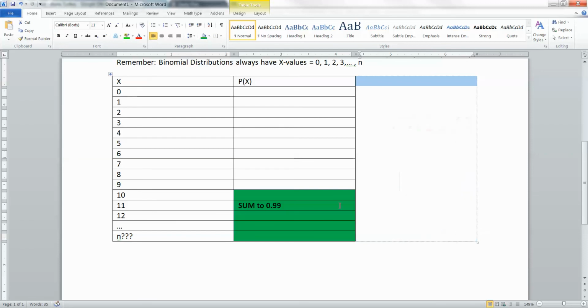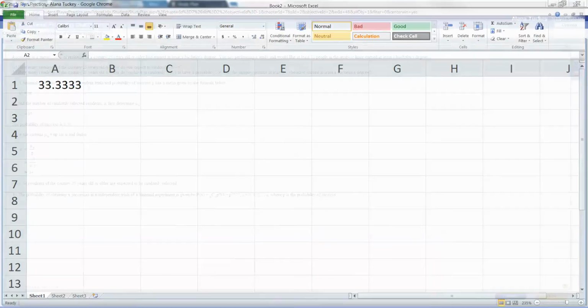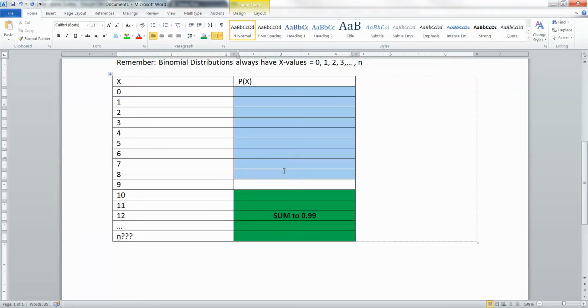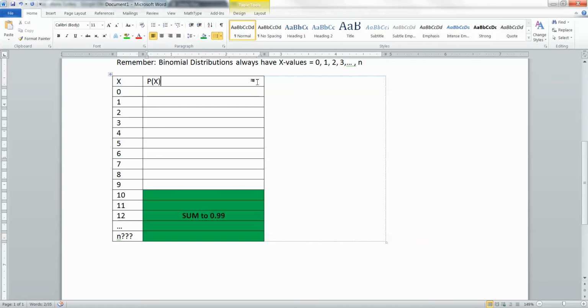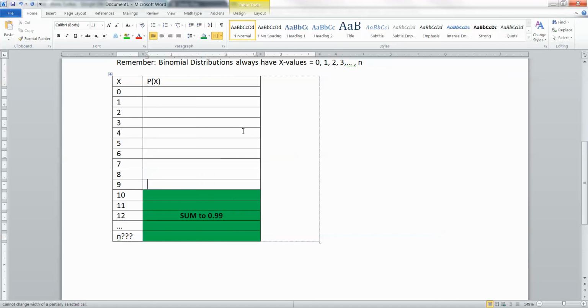Let me merge these cells real quick. We want these green probabilities right here to all sum to, not 1, but 0.99. That's what they said they want. They want to know how many, so you're looking for n, to have the probability that at least 10 is 0.99. So I need these ones then to sum to about 0.01. Luckily I can find these ones with a computer or a calculator pretty simply. These ones will add up using binom CDF.